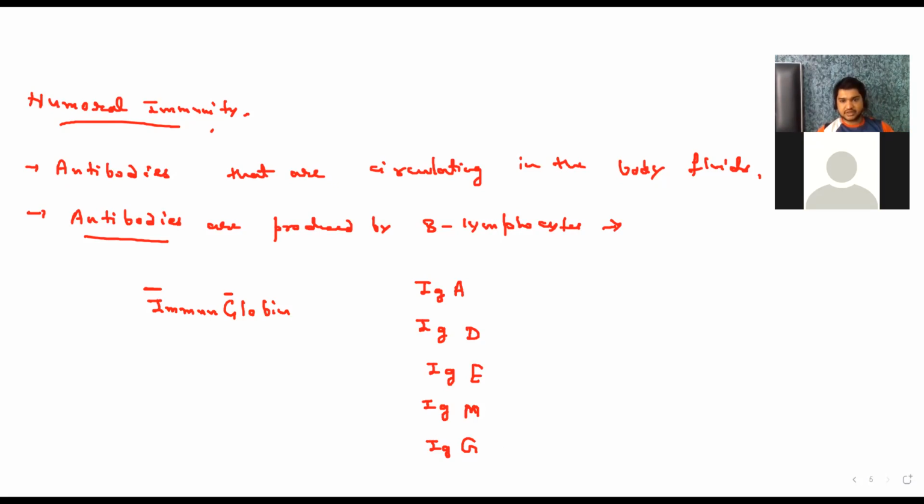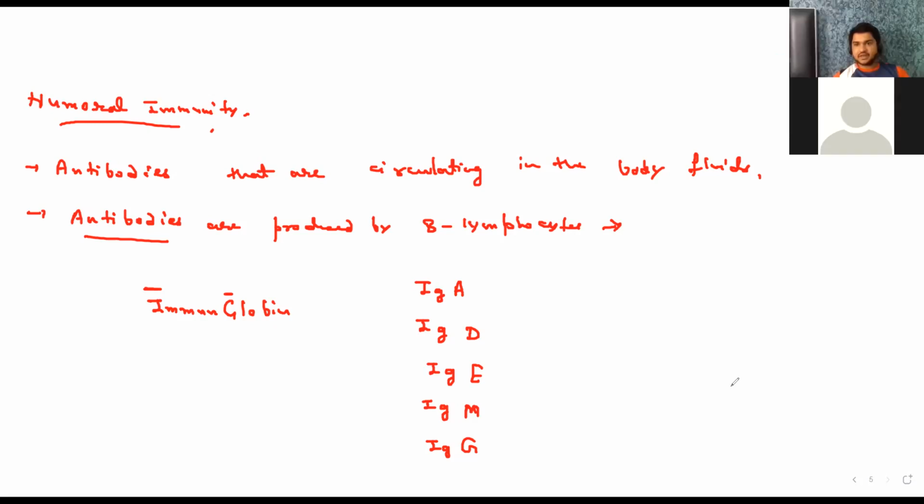How these antibodies actually look. If I talk about the antibody molecule, it usually contains two light chains and two heavy chains. Do you know why it looks like a Y? I'm going to show you the picture of the antibody. Can you see the right side of the screen?